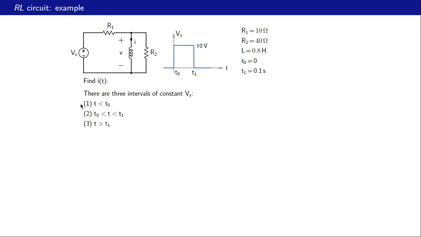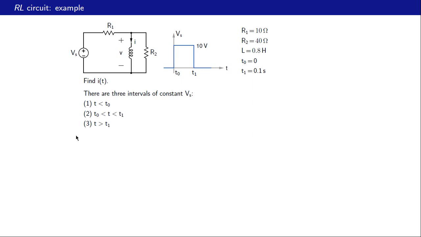So let us begin with the circuit time constant. Now we figure that in all of these intervals, the time constant does not change because the circuit topology is the same in all 3 cases. So let us proceed with that calculation now. What is the circuit time constant tau? It is L by RTh, where RTh is the Thevenin resistance as seen by the inductor.